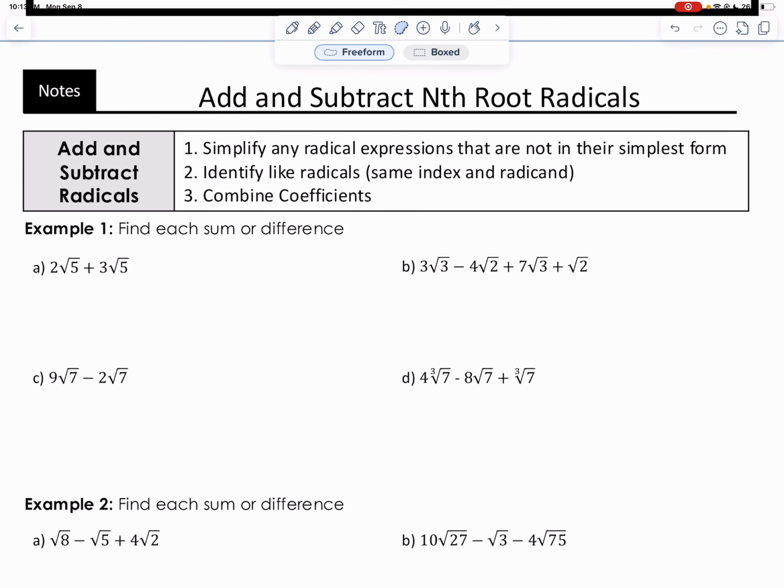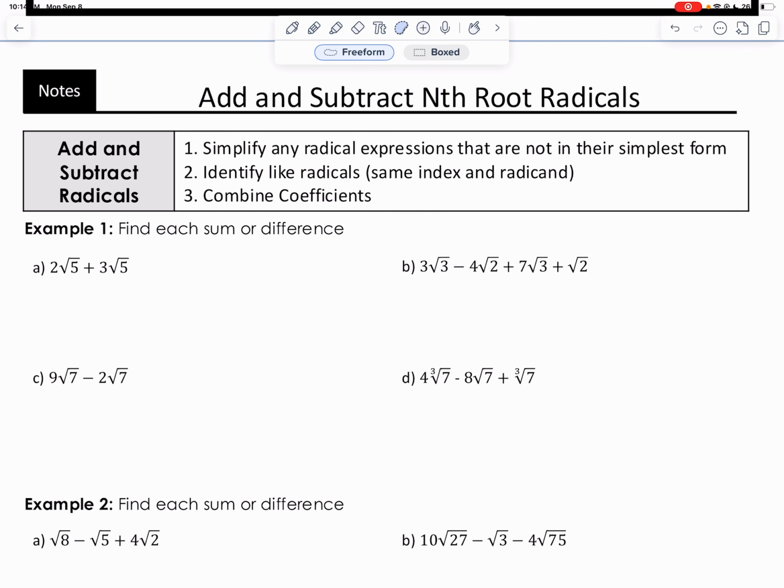In today's lesson, we will be exploring how to add and subtract radical expressions. Before we do, let's look at the steps to this process. So in step 1, you want to simplify any radical expressions that are not in their simplest form. In step 2, you'll identify like radicals. Now, like radicals are radicals that have the same index and same radicand.